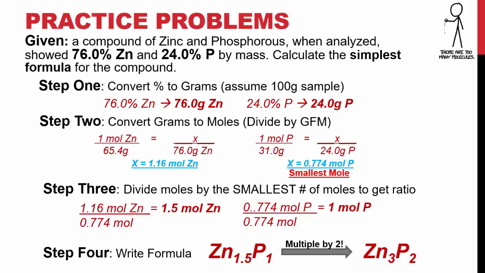To check yourself, you could look up the charges of zinc and phosphorus. Phosphorus is a -3, zinc is a +2, and when you do the crisscross method, you get the formula Zn3P2.